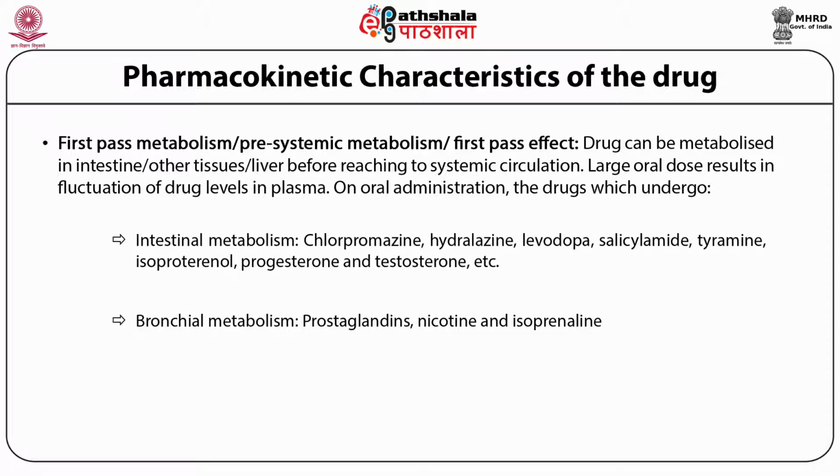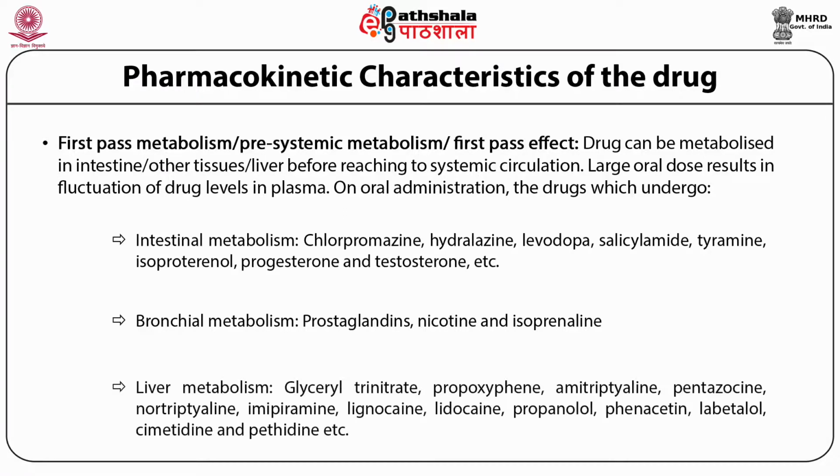The major source of metabolism is the liver metabolism. The drugs which are probably susceptible to such mechanism of metabolism include glyceryl trinitrate, propoxyphene, amitriptyline, pentazocine, nortriptyline, imipramine, lignocaine, lidocaine, propranolol, phenacetin, labetalol, cimetidine, and pethidine, etc.